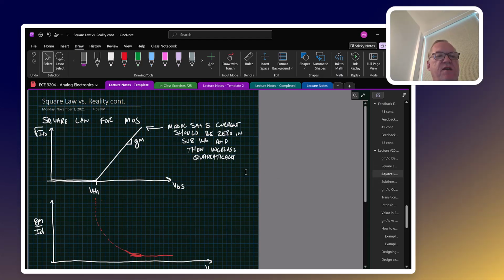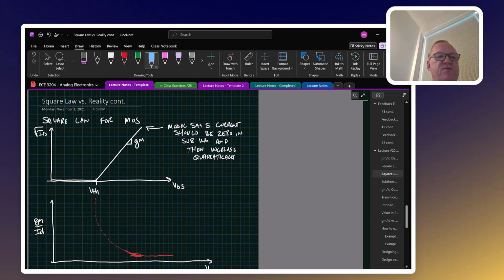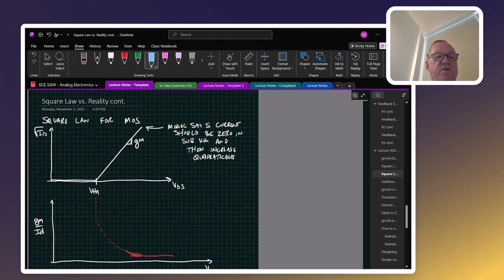Okay, so let's look now at the square law of a MOSFET and start to make some predictions, or at least start to make some projections about the square law versus reality. So here's the traditional square law of a MOSFET. I have the square root of the drain current plotted versus VGS, and you can see that it should be 0 up until we reach the threshold voltage, and then the square root of the current will start increasing linearly. This is because this is a square law device. And this leads to a linear GM as well, the slope of this line.